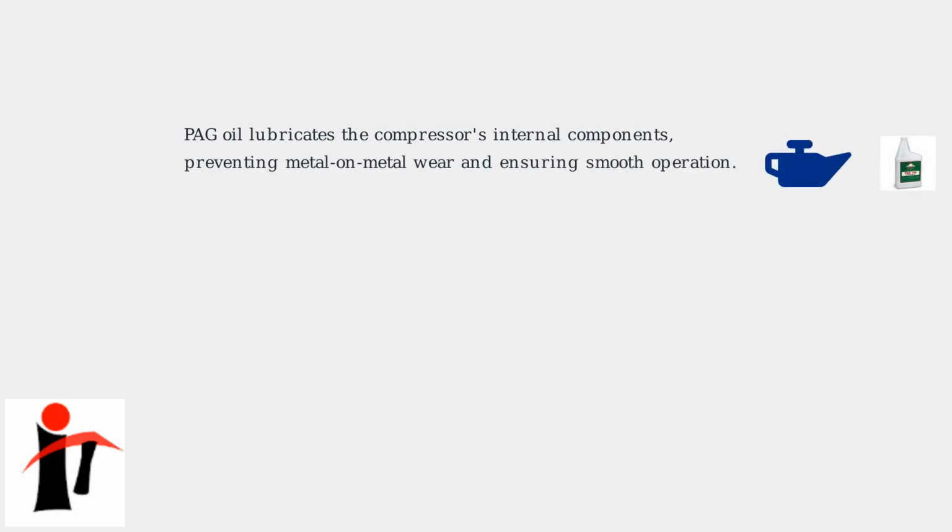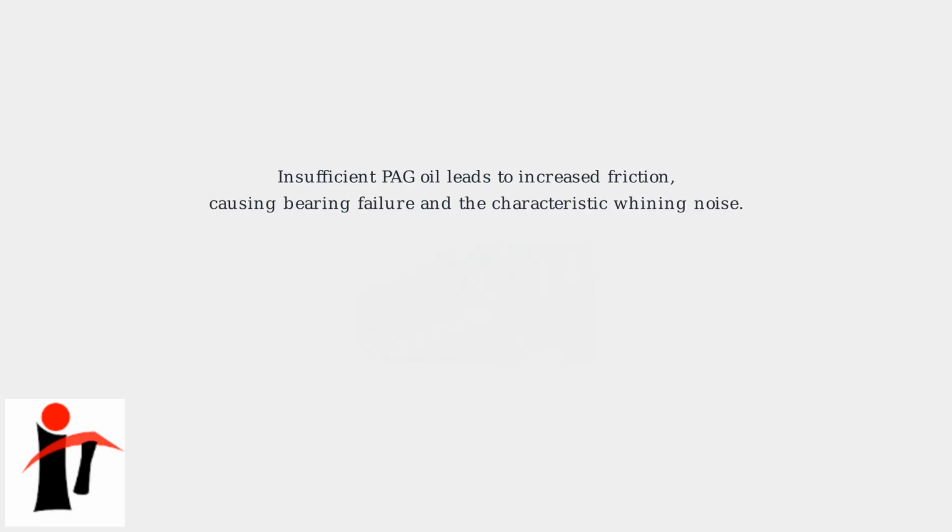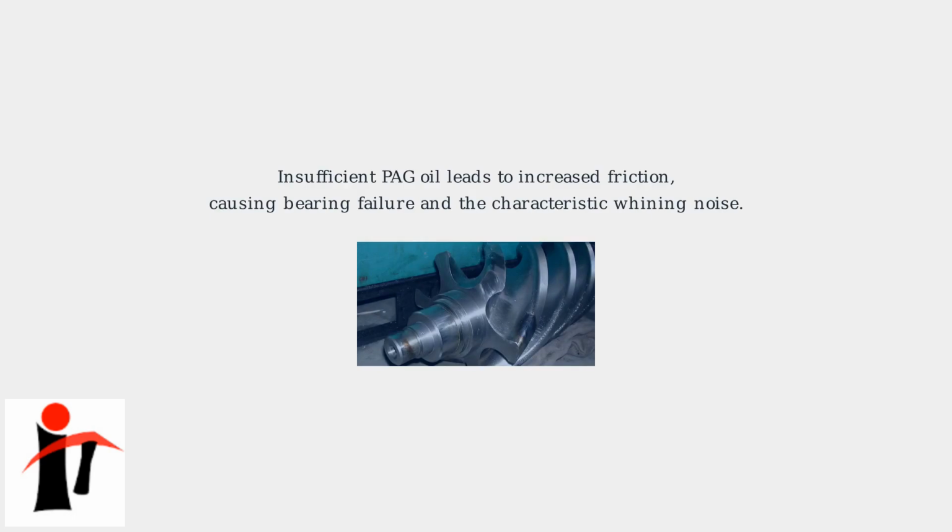PAG, or polyalkylene glycol oil, plays a critical role in the Tesla Model 3 AC system. This specialized lubricant is essential for the smooth operation of the electric AC compressor. PAG oil is specifically formulated for AC systems. It coats moving parts, reducing friction and heat buildup during compression cycles. When PAG oil levels drop, the lack of lubrication causes metal components to grind against each other. This friction damages bearings and produces the familiar noise you hear.